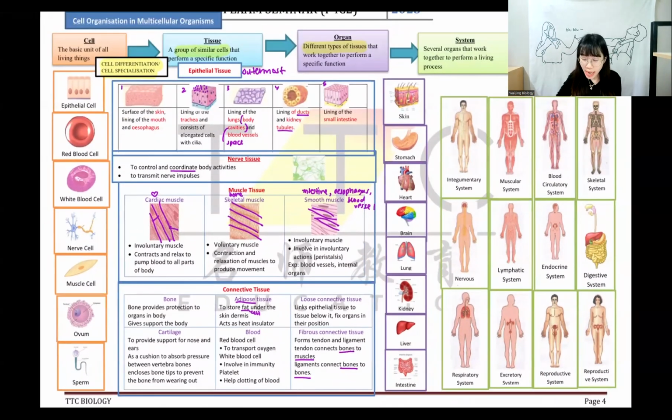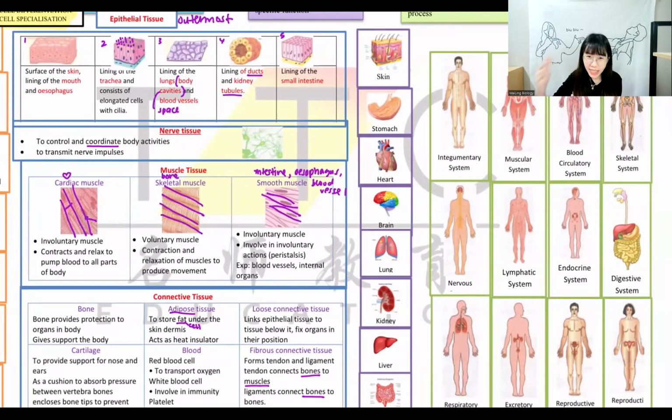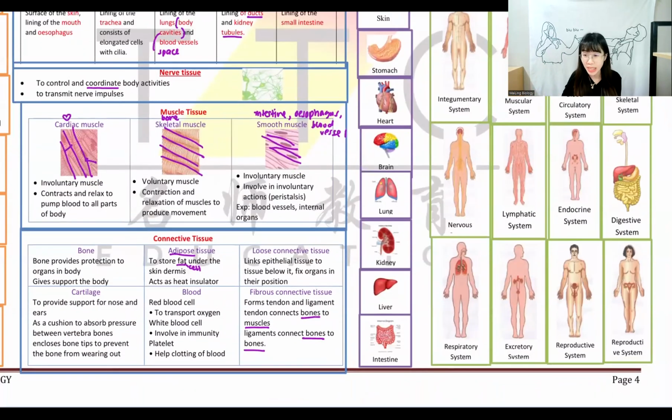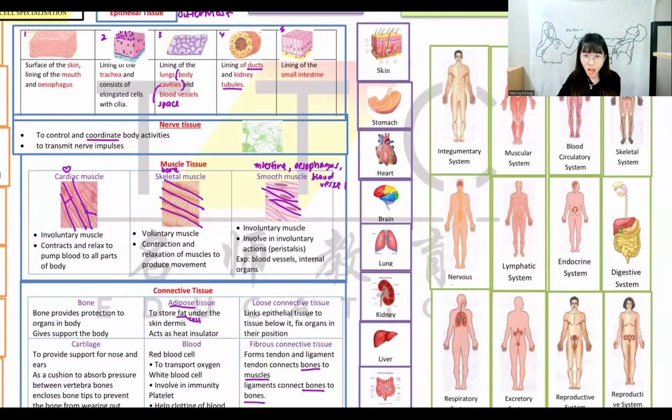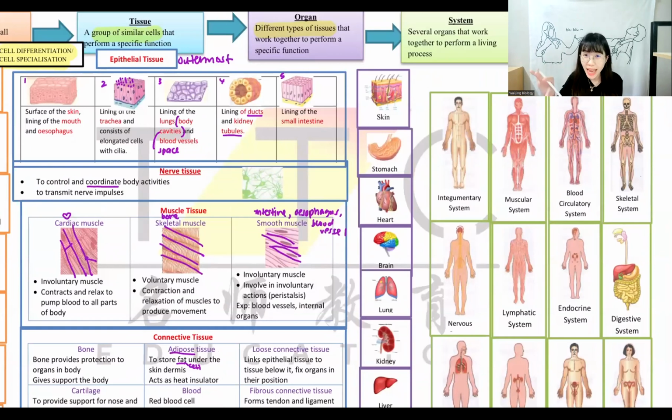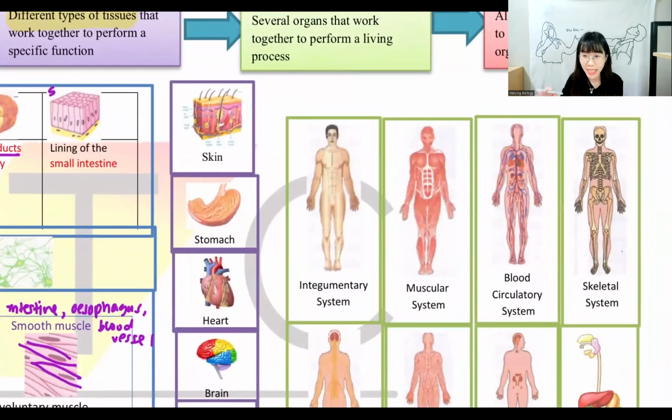And then we have organ, system, organism. Talking about organ first, we have skin, stomach, heart, brain, lung, kidney, liver, and even digestive system or organs. All of these go together with the system itself. First, we start with system, because we have to learn system, then we can learn organs together. The first system is called integumentary system. What does integumentary mean? Integumentary means skin.